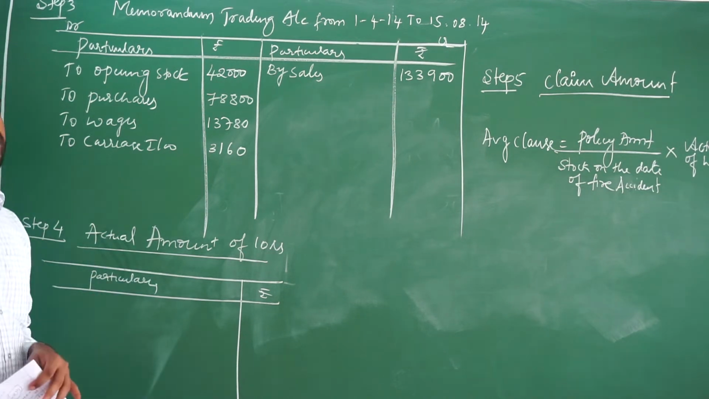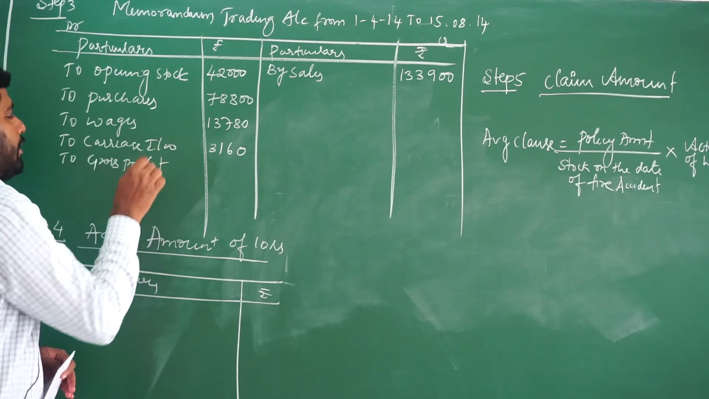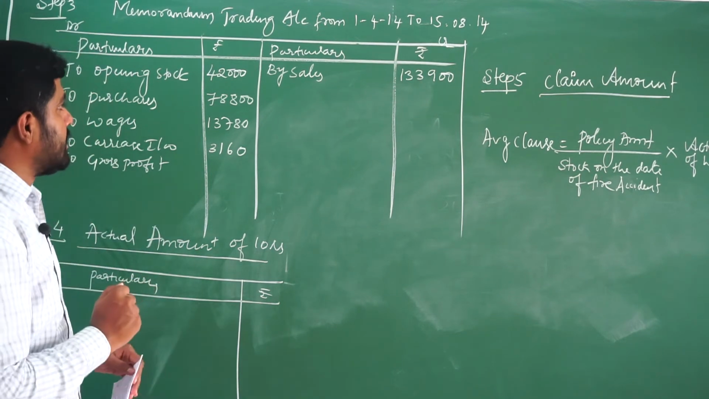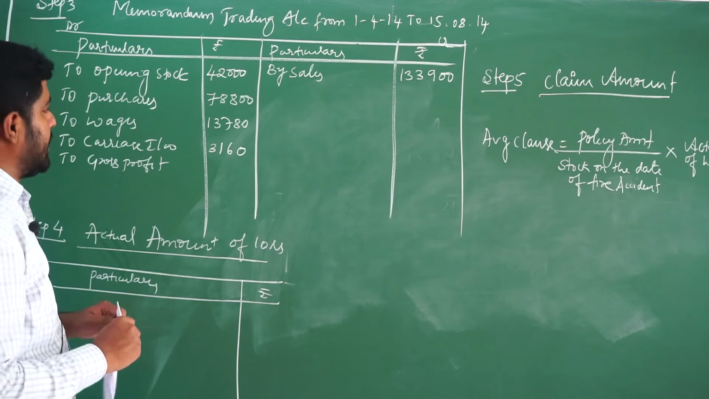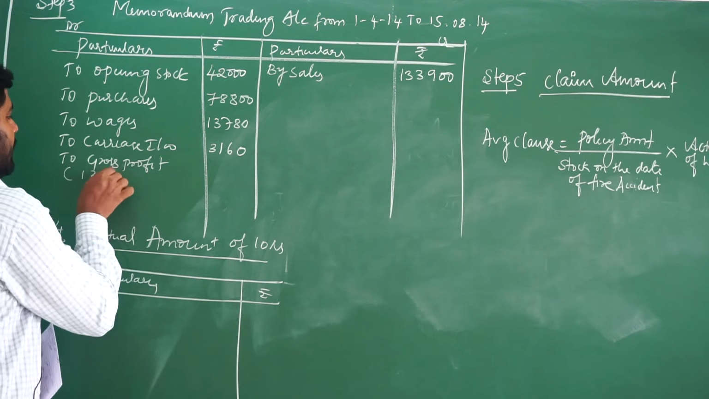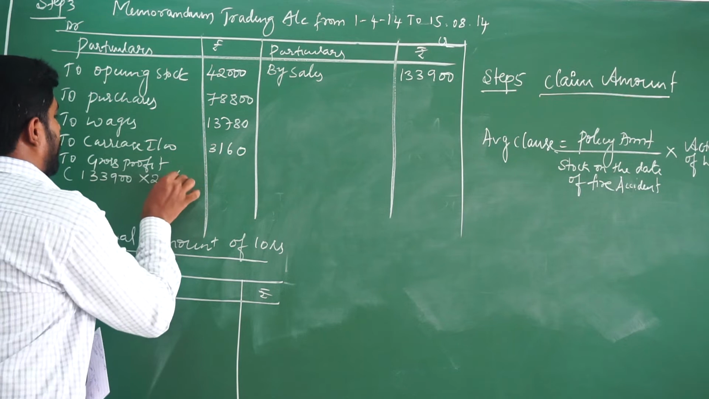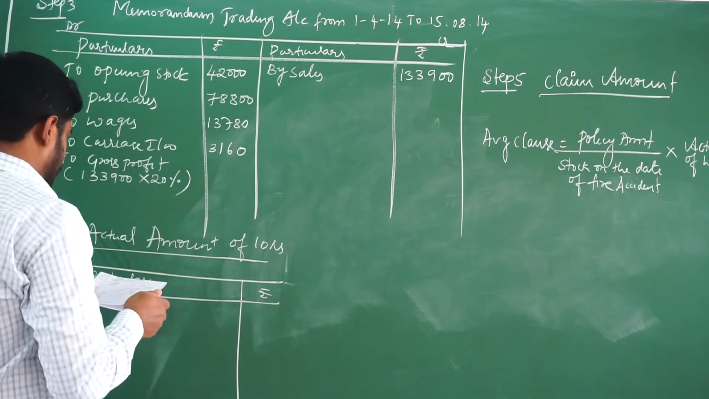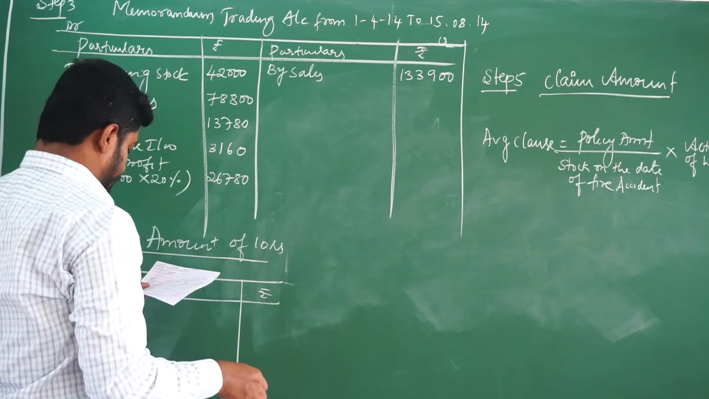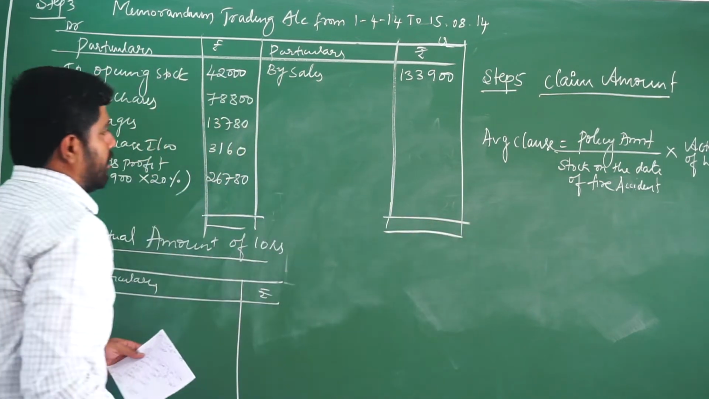Now record gross profit, and we know the percentage of gross profit. The percentage of gross profit is 20% on sales. The profit percentage is 20%, that should be calculated on sales. Here the value of sales is 1,33,900 multiplied by the rate of gross profit, 20%. So you will get 26,780 rupees.